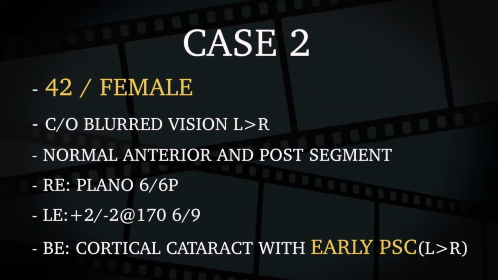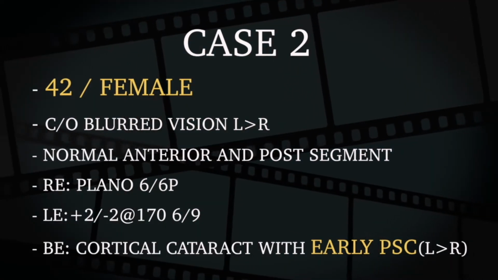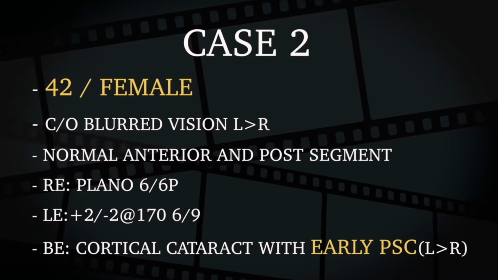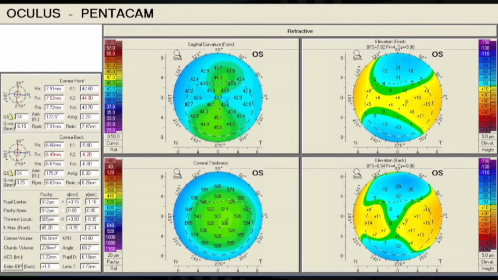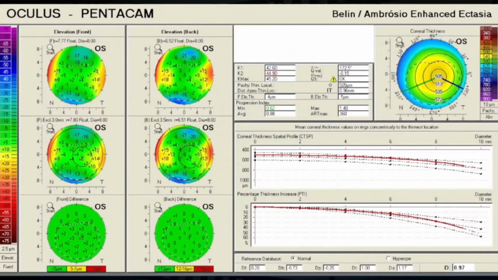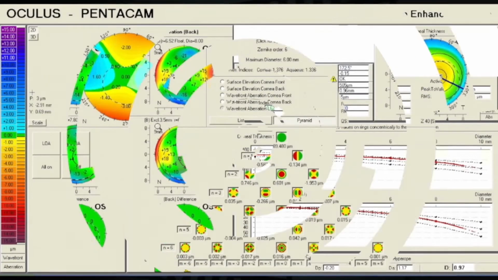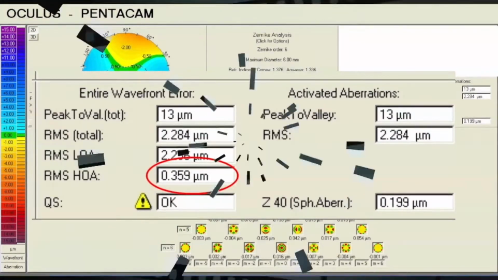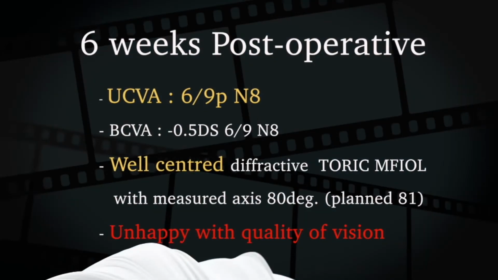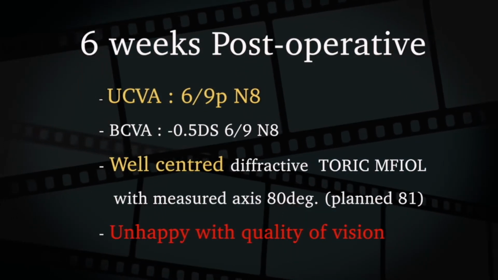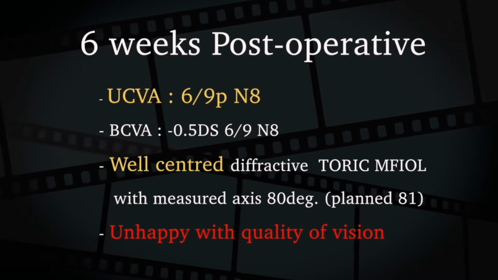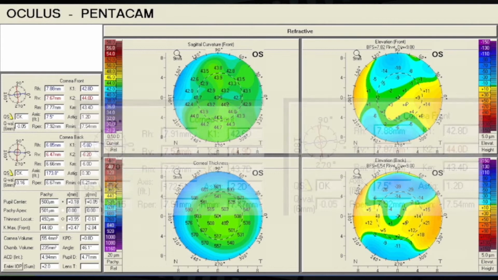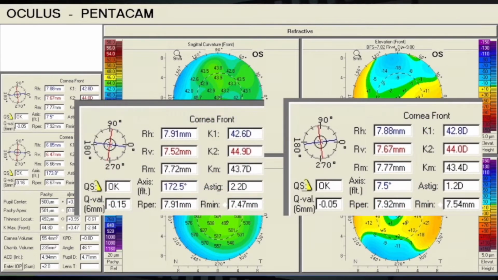Here is a case of a 42-year-old female with a PSC cataract and a -2 diopter astigmatism. The topography showed with-the-rule astigmatism and no irregularity, but on seeing the aberrometry map, it showed higher HOA values. Post-op, the toric IOL was well centered. However, the patient was still unhappy. Residual cylindrical astigmatism of 1.2 diopters was seen post-operatively.